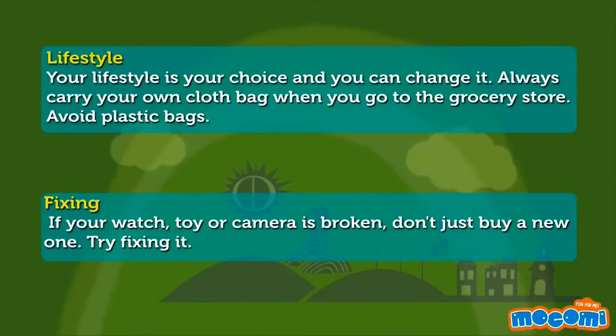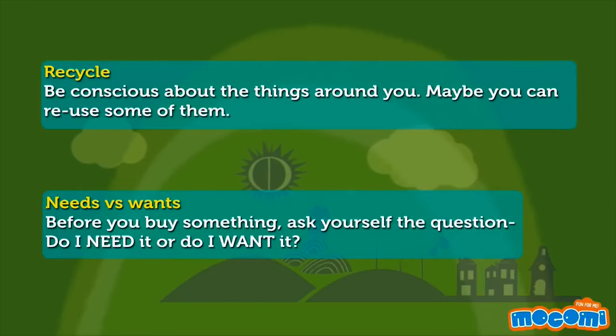Lifestyle. Your lifestyle is your choice and you can change it. Always carry your own cloth bag when you go to the grocery store. Avoid plastic bags. Fixing. If your watch, toy, or camera is broken, don't just buy a new one. Try fixing it. Recycle. Be conscious about the things around you. Maybe you can reuse some of them.